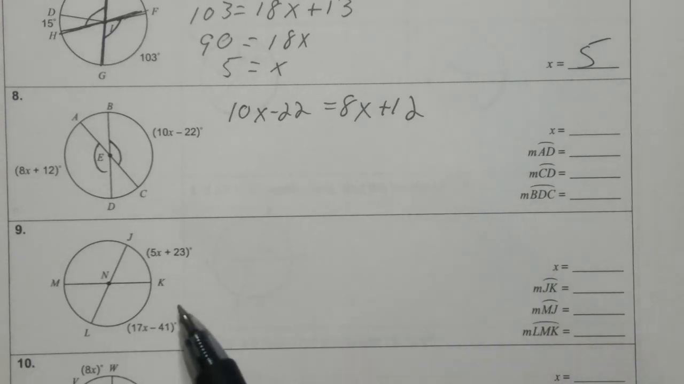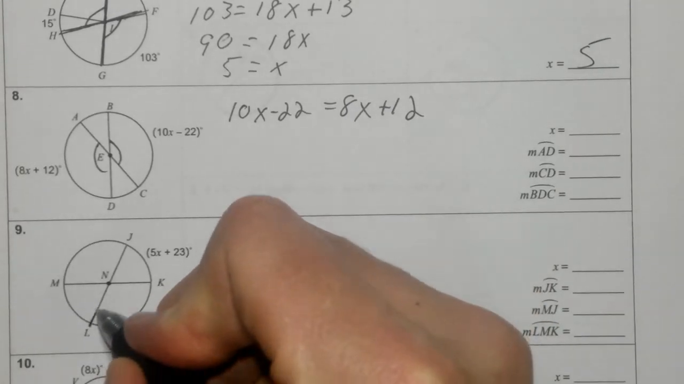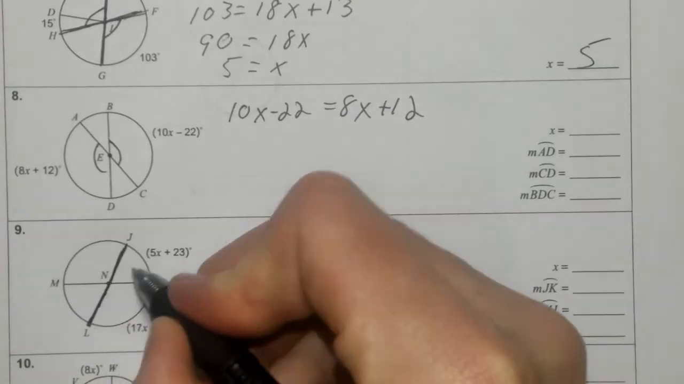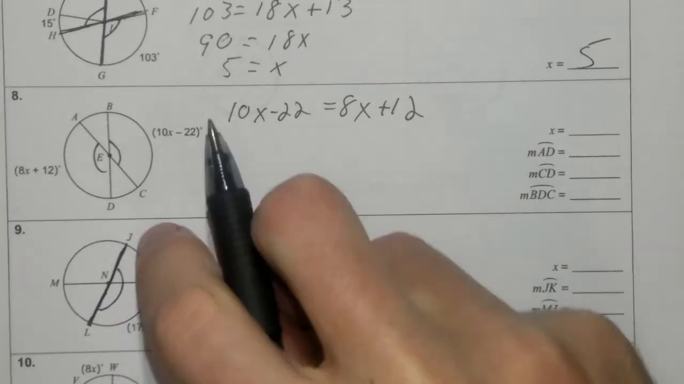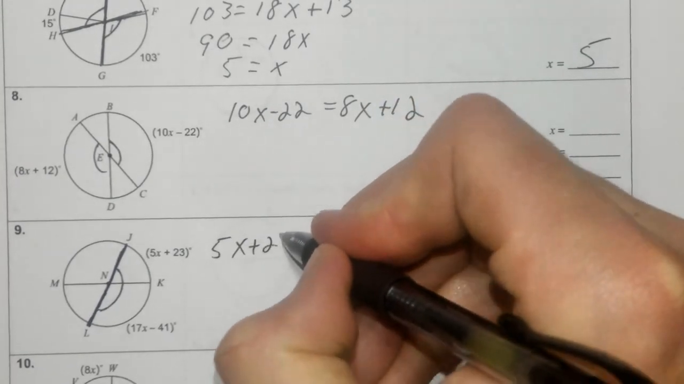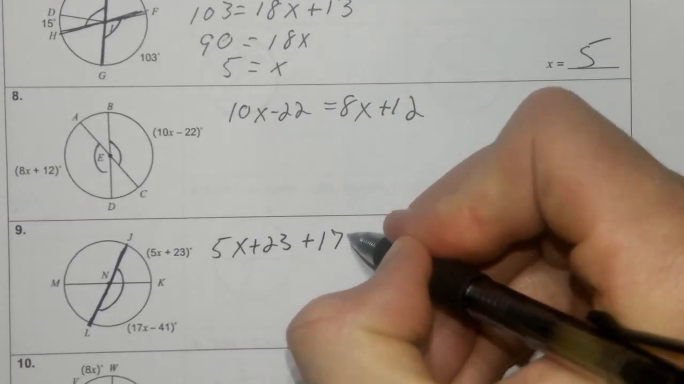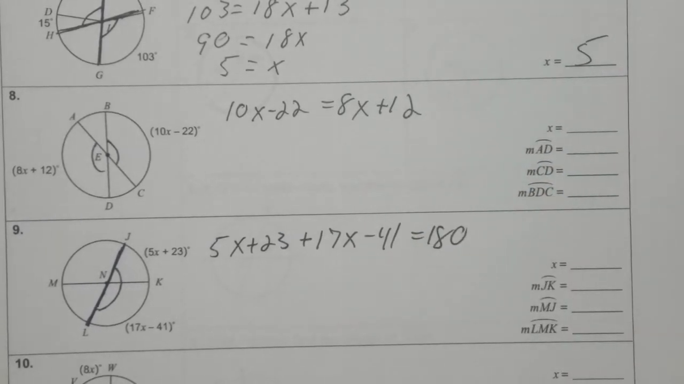Just some simple substitution. For here, for this number 9, I have a diameter. That means this one plus this one, these two angles, and their corresponding arcs would add up to 180. So I could write 5x plus 23 plus 17x minus 41 equals 180. I can solve that for x and then plug in to get the arc measurements. So that's pretty much that. Central angles and their arc measures, not too big a deal.